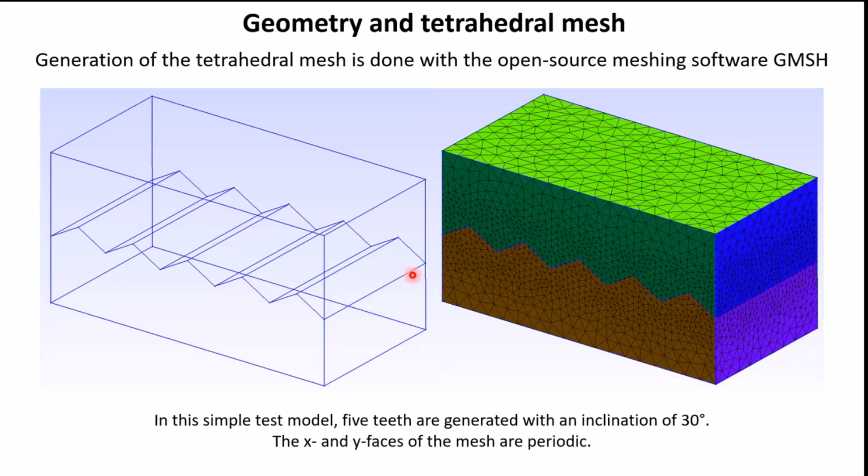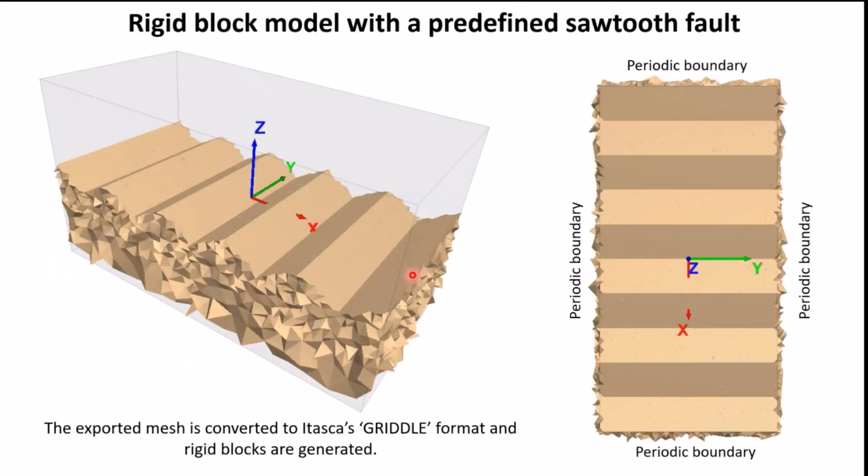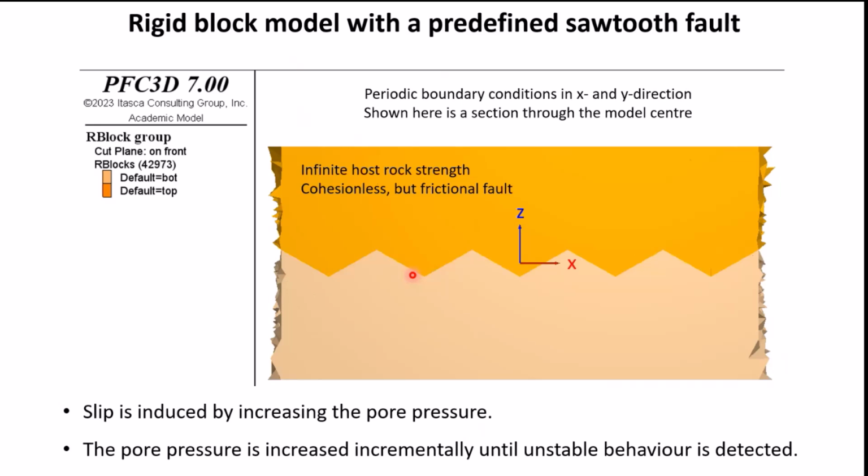So I take this sawtooth geometry, I meshed it with Gmsh. It's an open source meshing software for tetrahedral elements. Took the geometry, imported it, converted it to the grid format, and imported it into PFC. Again, I use periodic boundaries, so my fault is an infinite sawtooth plane. And then, that's a cut, that's a section through the model. And I wanted to induce slip on that fault by changing the pore pressure. Now, this is not really implemented in PFC yet, but you can do it.